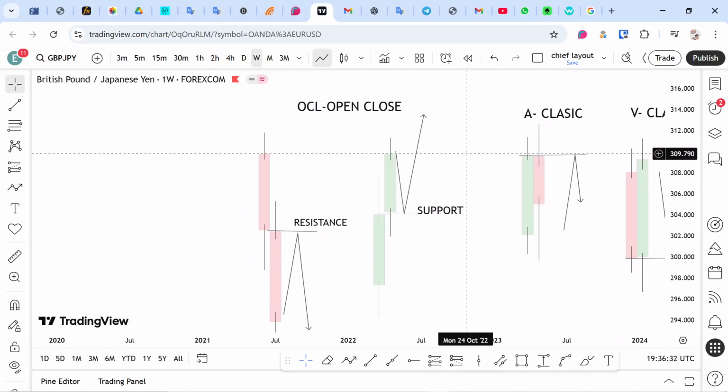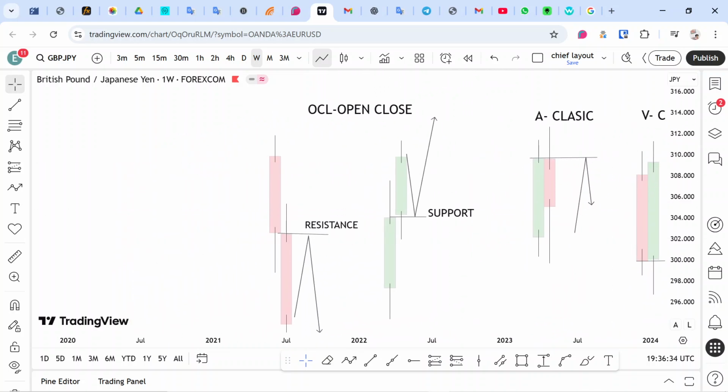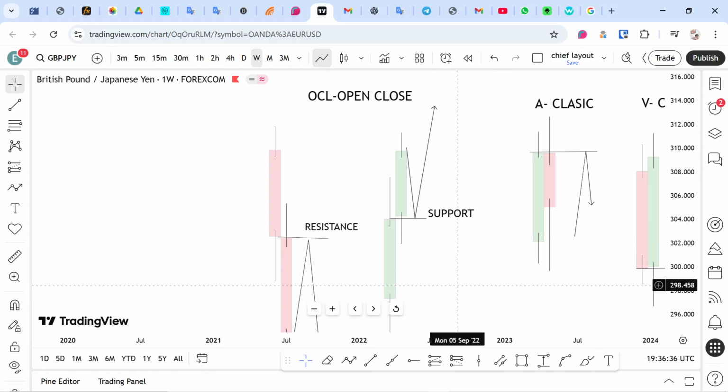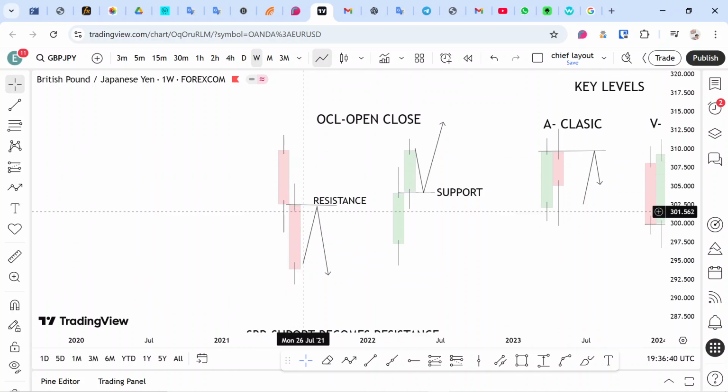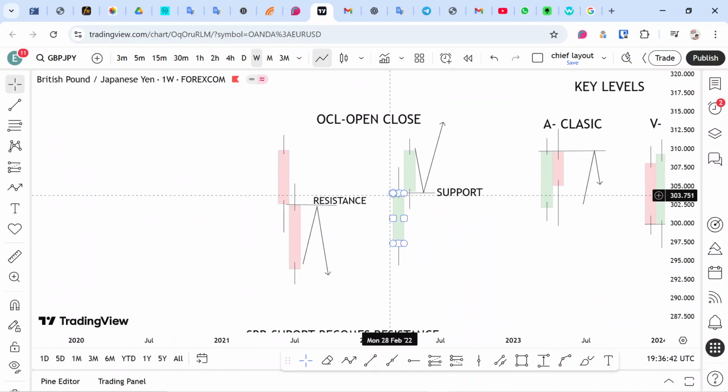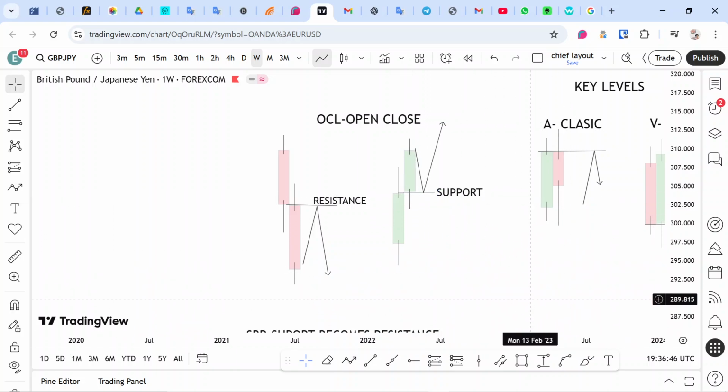So now we have the open and close levels. If you go to the main chart, we are familiar with the candlestick, right? This is for a sell, this is for a buy. This level here is called the open and close level.